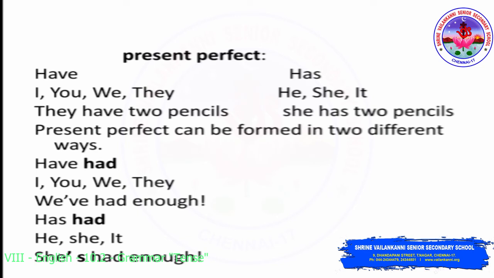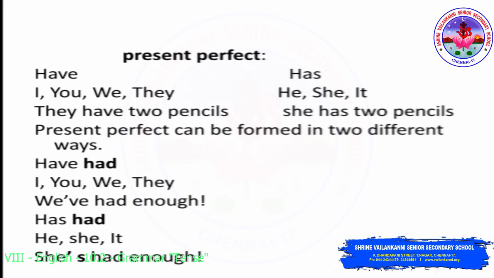Okay. And for example, we have had enough. He has had enough. We have had enough. They have had enough. You have had enough. Okay. So it is the same for all the subjects. Had is the same for all the subjects. But the thing is, we have to remember what should be used for the subject. Okay. Now just remember your choice between have had and has had depends on the subject.